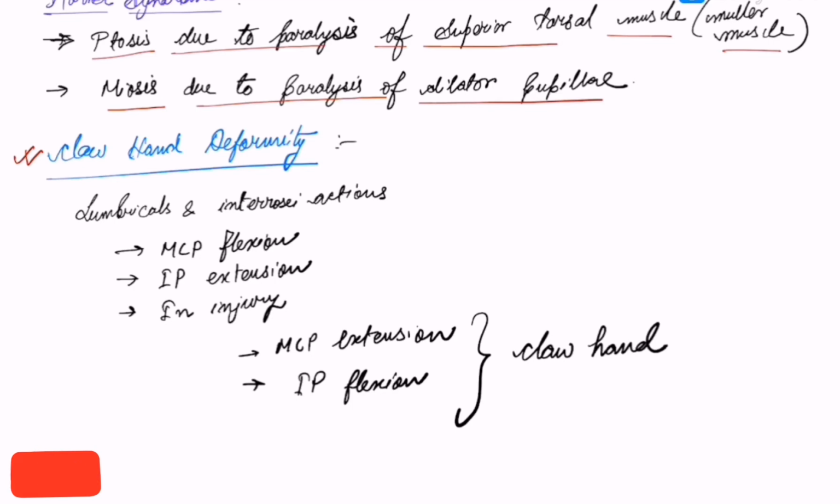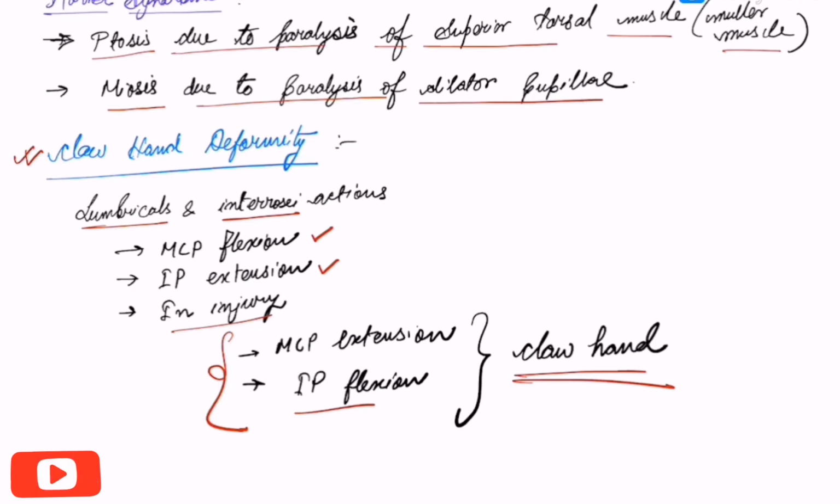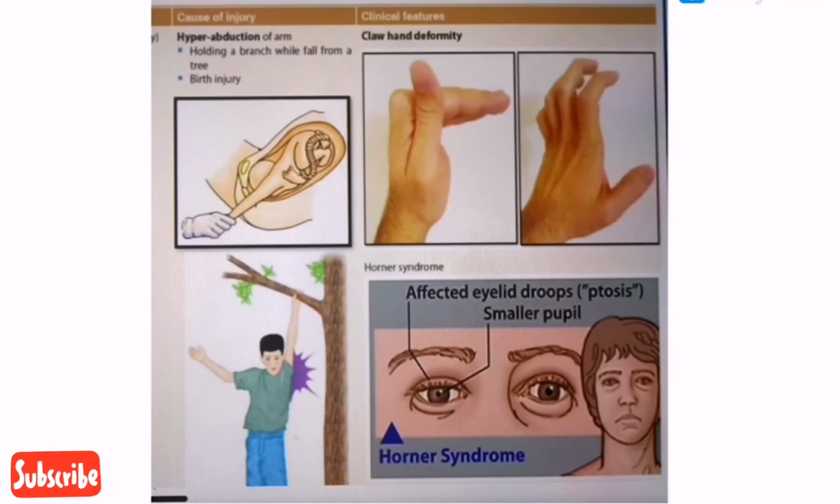Now coming to the claw hand deformity. The lumbricals and interossei act to produce metacarpophalangeal joint flexion and interphalangeal joint extension. So in injury there is MCP extension and IP flexion, which leads to claw hand. We can appreciate that in claw hand deformity there is interphalangeal joint flexion but metacarpophalangeal joint extension. The affected eyelid droops, there is ptosis and miosis, due to Horner syndrome.